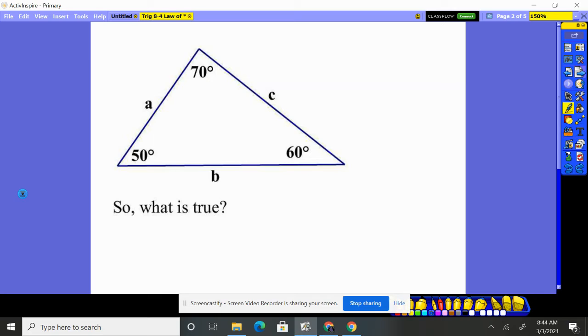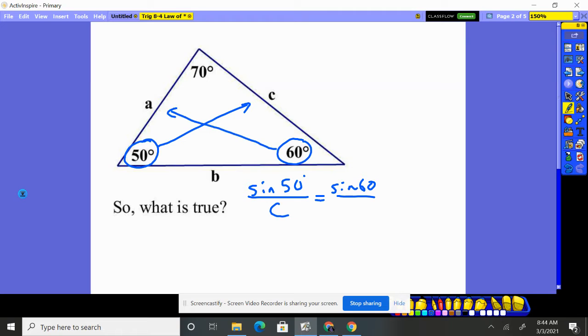So here's what I would say is true, knowing the law of sines. If I take this right here, there's its opposite side. I know the sine of 50 degrees over its opposite side will be the same ratio as the sine of 60 over its opposite side, which is A, which will equal the sine of this angle, 70, over its opposite side, which in this case is B. That's what I know is true.